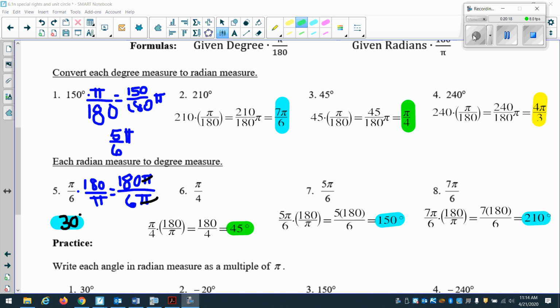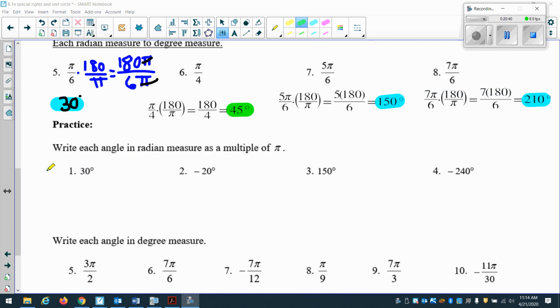For pi over 4, that's 45 degrees, and we have it above as well for number 3. Then for 7, we have 5 pi over 6, which is equal to 150. And then 7 pi over 6 is equal to 210. So we should have gotten all those from radians to degrees, okay, and degrees to radians.